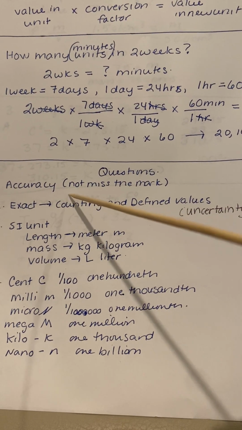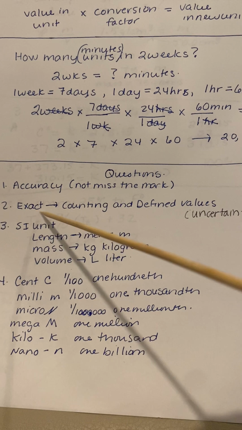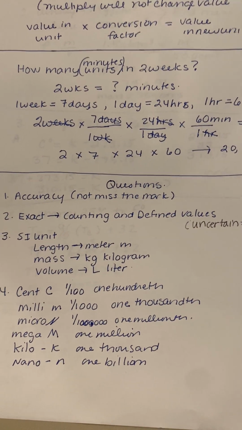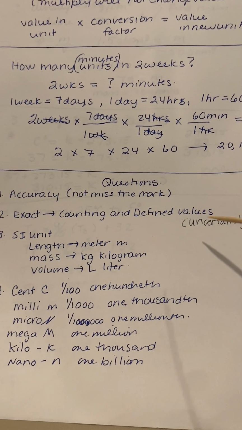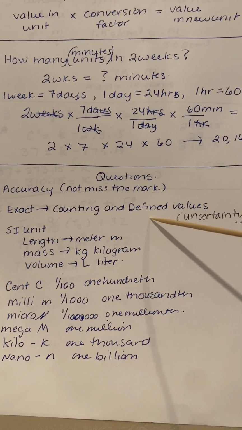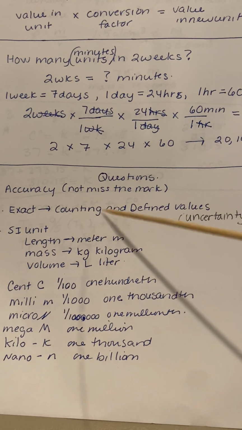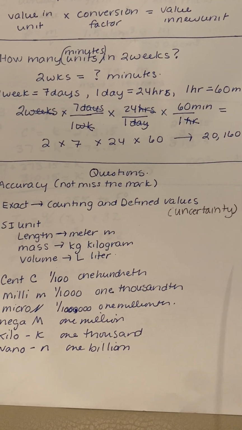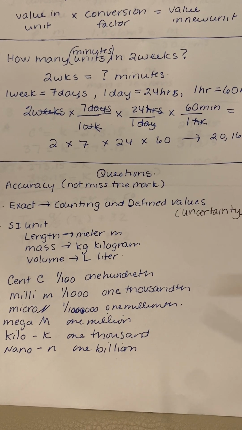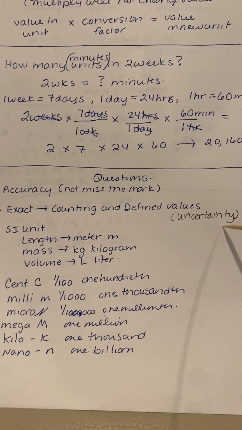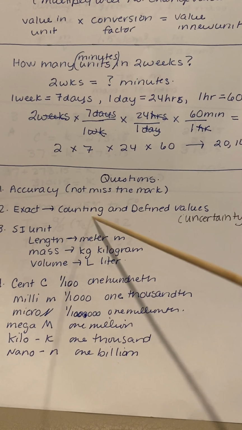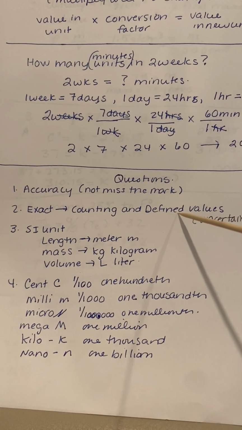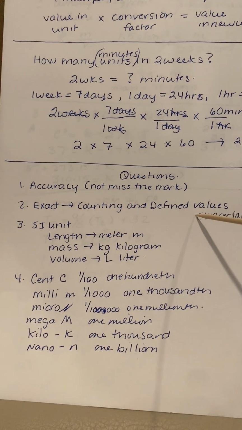But that's the counting that can give you exact. The only way you can be exact is if you're counting it out, or you have defined values, like how many inches in a foot, 12 inches. Those are defined values. Only defined values and counting. Otherwise, you're going to be uncertain. If you're measuring water or gas or something, it's going to be very uncertain. But you will be certain if you're counting and you have defined values. Those are the only ways you're going to be exact.